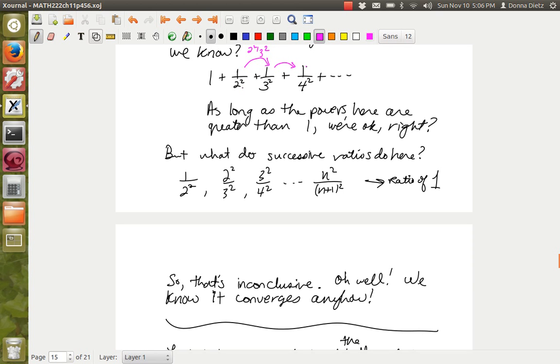So what happens from 1 over 9 to 1 over 16? Well, we have to multiply by 3 squared over 4 squared. And then as you go from piece to piece, this goes to a ratio of 1. And you're like, well, that's no good. Well, all this is telling you is that you can't use this tool to show that this series converges. There are lots of other tools you can use, but not this one.